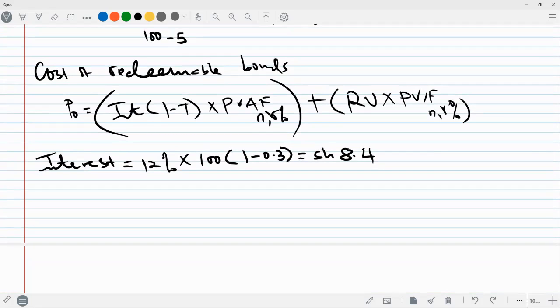So, trial and error method, don't forget. We use the trial and error method. What is 8.4 divided by the market value? How much is 92? 8.4 divided by 92, what do you get?